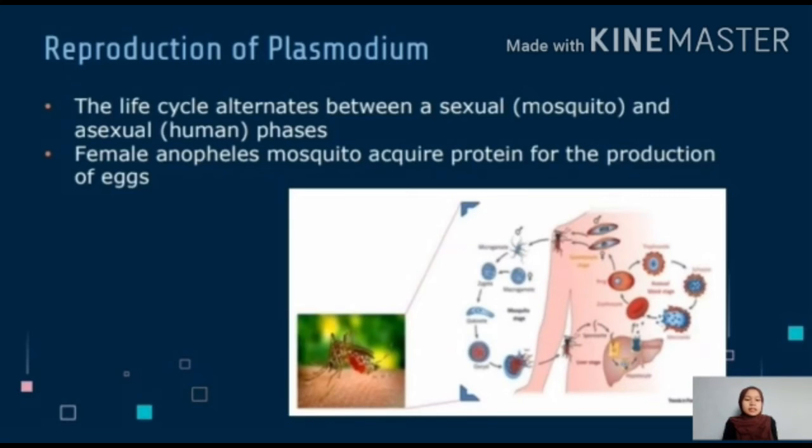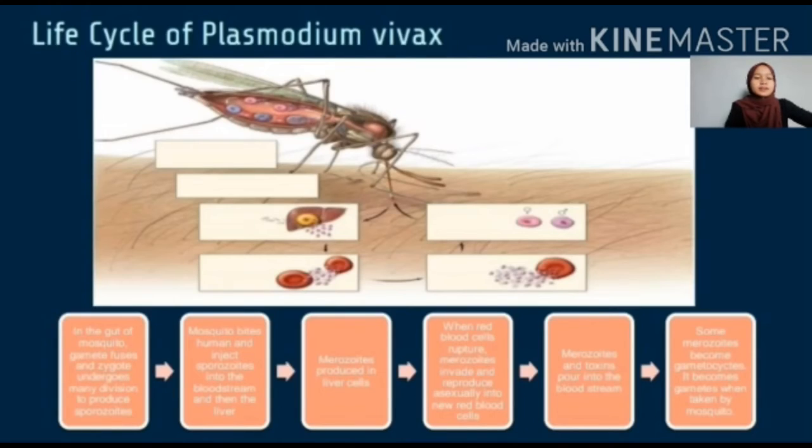The life cycle of Plasmodium alternates between asexual and sexual phases. The sexual phase occurs in the mosquito, while the asexual phase occurs in the human. It occurs when the female Anopheles mosquito acquires protein for the production of eggs by biting humans. Now we look at the life cycle of Plasmodium vivax. The female Anopheles mosquito acquires protein for the production of eggs by biting humans or other animals.